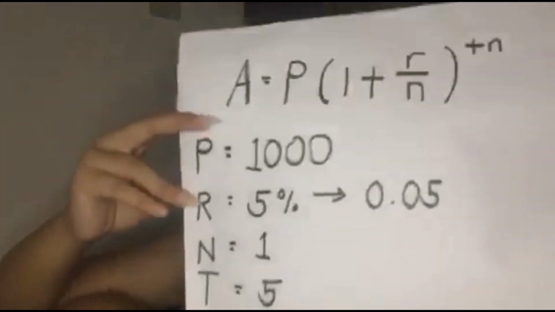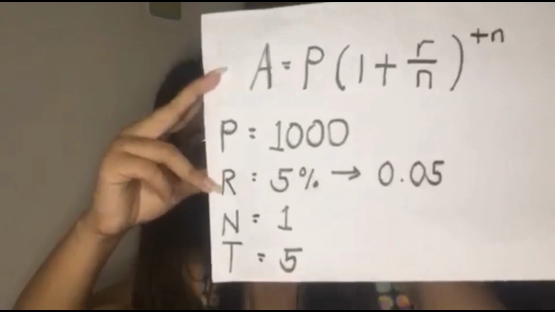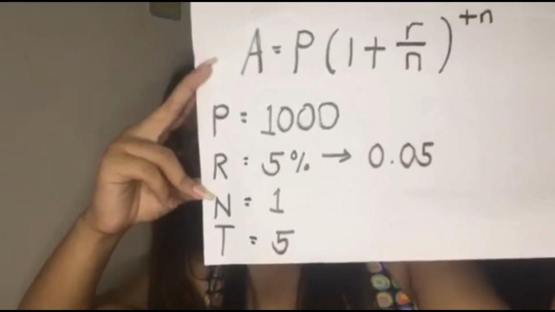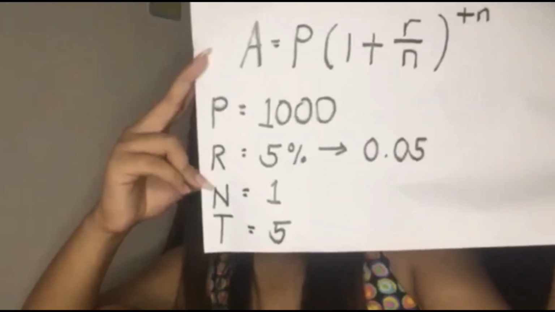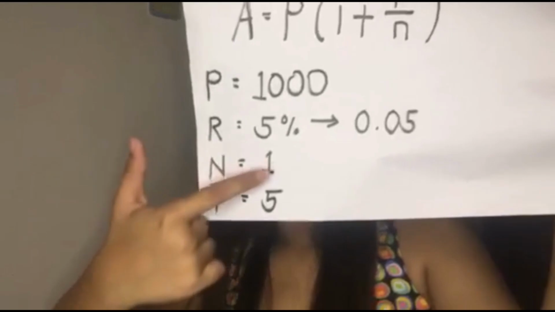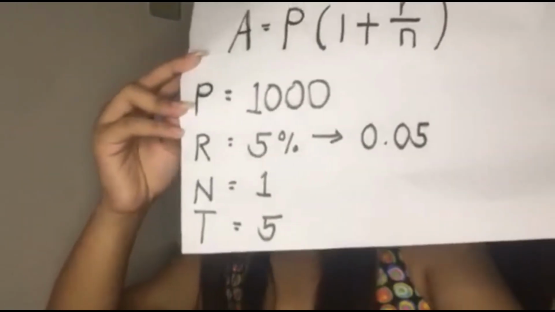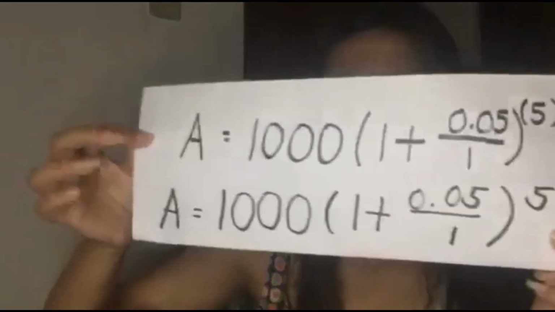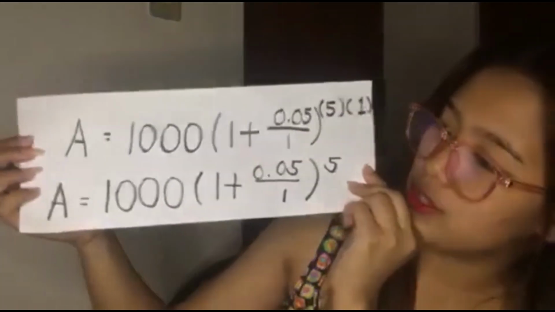So, for the principal, 1,000 and rate, 5% and pag kinonvert natin siya ay magiging 0.05 and doon naman sa number of periods ay 1 and then sa time ay 5. So, ayun na. Since nakuha na natin yung mga given, i-a-apply na natin siya dun sa ating formula and eto siya. So, magiging ganito siya guys.